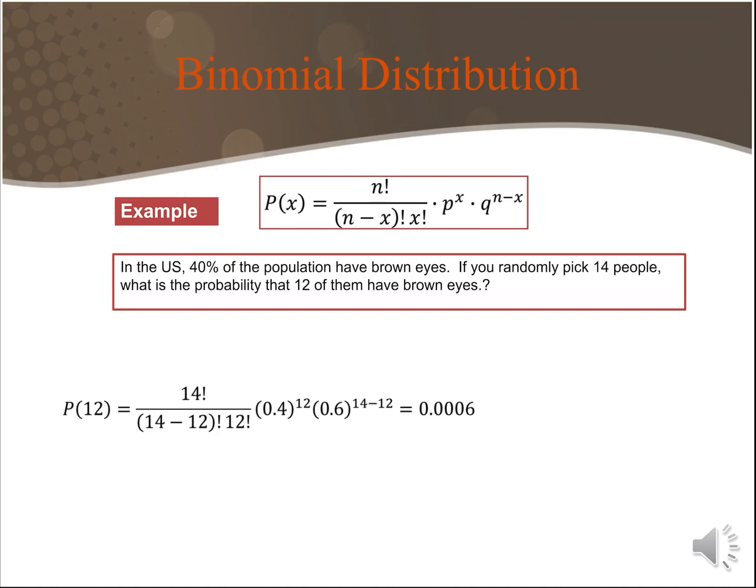And we're supposed to find the probability that 12 have brown eyes. So the probability of 12 successes. So X is equal to 12. So the probability of 12 successes is 14 factorial over 14 minus 12 factorial times 12 factorial times 0.4 to the 12th and 0.6 to the 14 minus 12, giving us 0.0006.